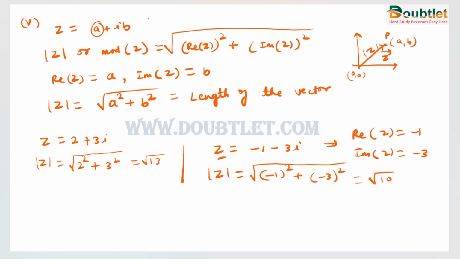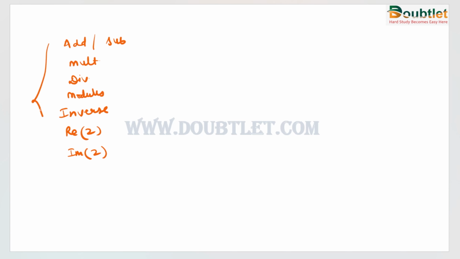So this is how we have discussed the modulus. This is the fifth operation on any complex number system. So we have discussed some of the operations like addition and subtraction. Then we had studied multiplication. Then we had studied division. Then we had studied how to find the modulus of a complex number. We had studied how to find the inverse of a complex number. We also know how to find the real part and the imaginary part of a complex number. So these operations, and conjugate also.